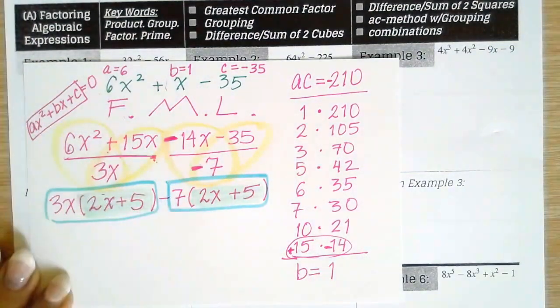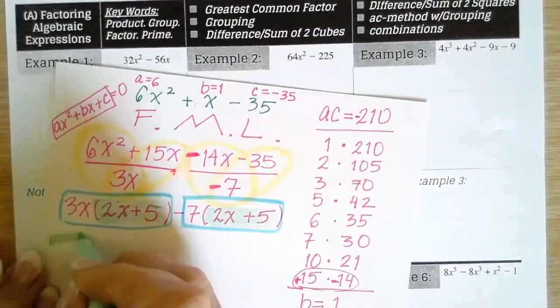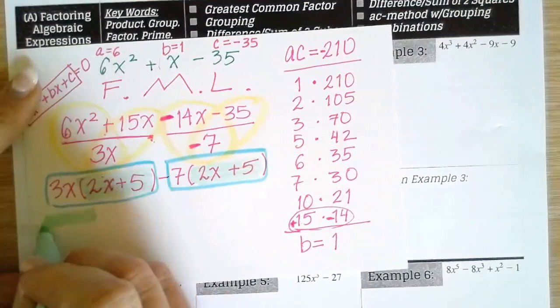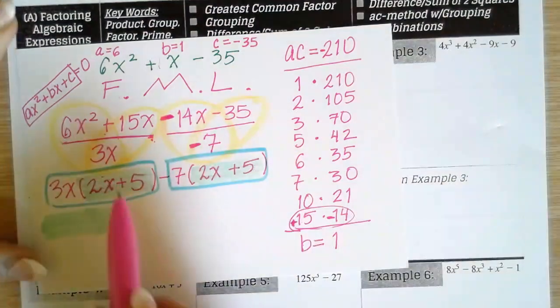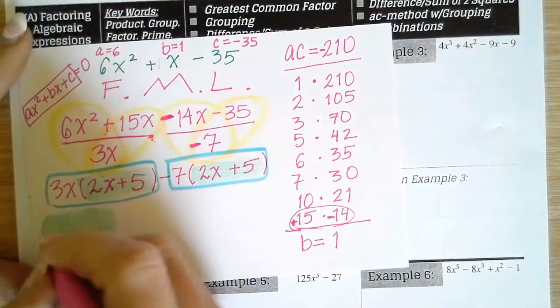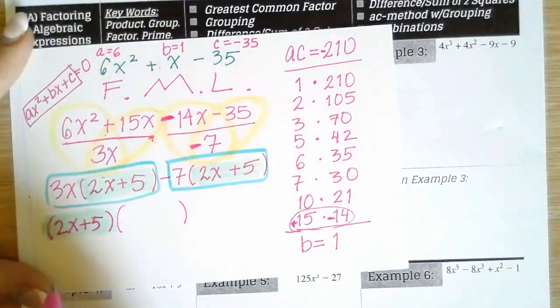What does my first term and second term, what do they have in common? What do they both have? They both have 2x plus 5, right? So they both have 2x plus 5. If I factor out the 2x plus 5, I'm going to pull this out front because they both have one. And it sits here, 2x plus 5. Well, then what's left inside?